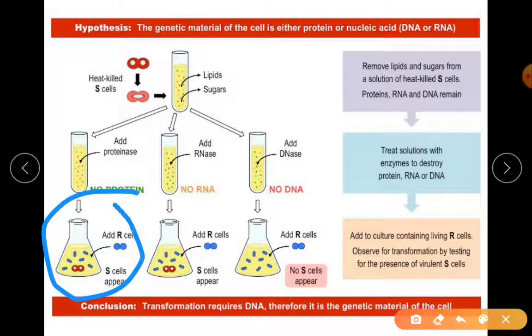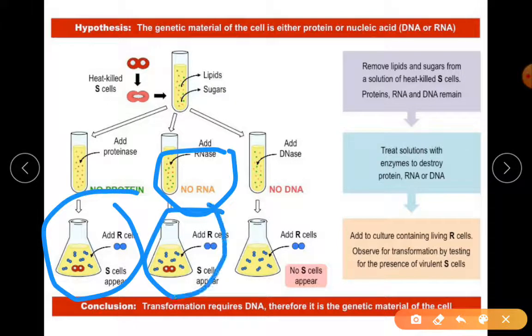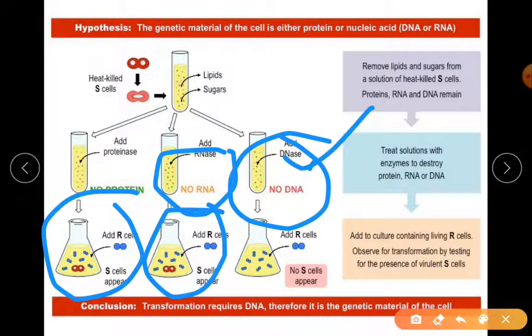There was still transformation. That means it is not the protein. I wanted to kill the protein, and protein should not have helped in transformation, but it is already transformed. That means protein is not the one. Then RNA. RNA is not there, but still here transformation occurred. So this means RNA is not responsible. Now, DNA is not there. DNA is completely eliminated with the help of DNase enzyme.